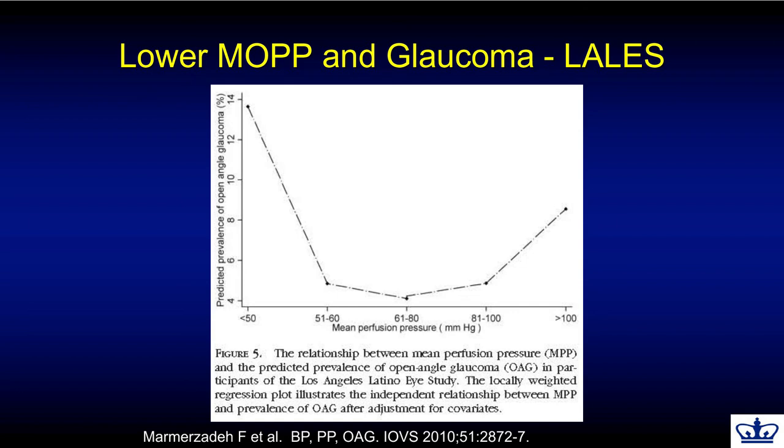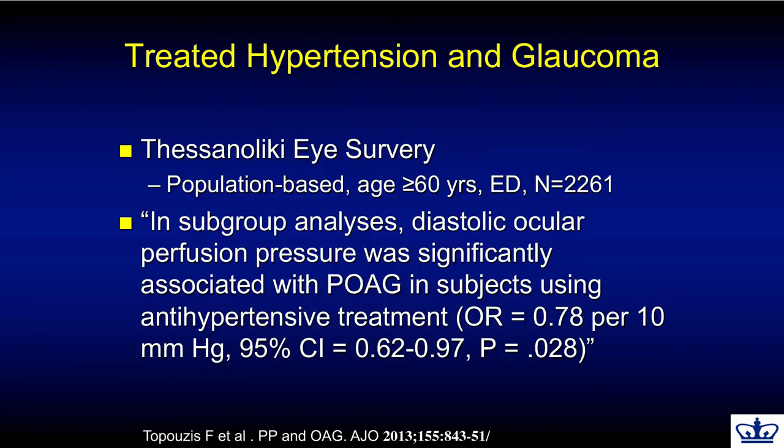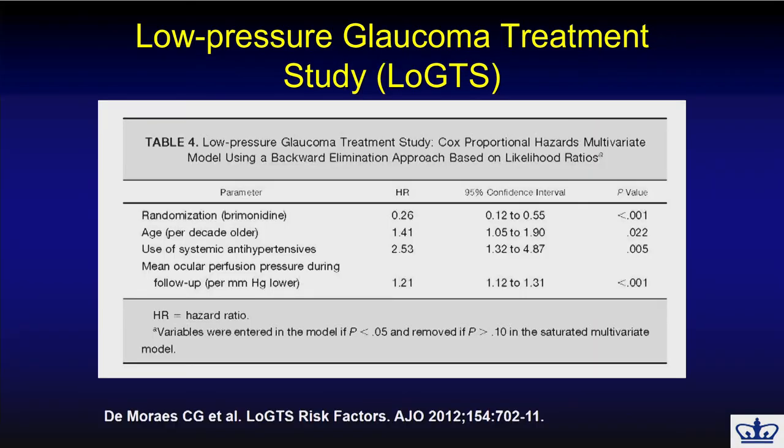This looks at mean ocular perfusion pressure in the Los Angeles Latino Eye Survey. And again, we see that typical U-shaped curve with a much greater incidence of glaucoma onset with lower perfusion pressure. In the Thessaloniki Eye Survey in Greece, in a subgroup analysis, the patients who were treated for their systemic hypertension appeared to have a greater chance of developing glaucoma progression when they were treated for their systemic hypertension. So we need to be careful with respect to blood pressure management.